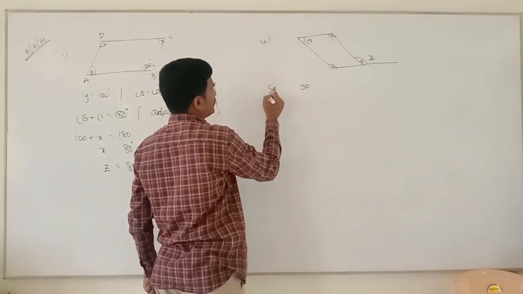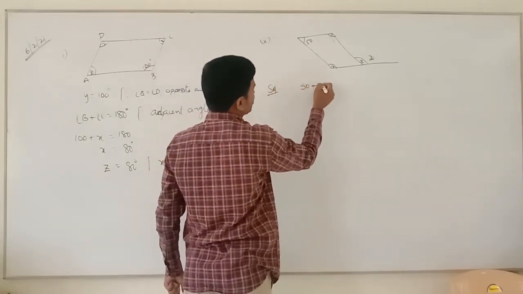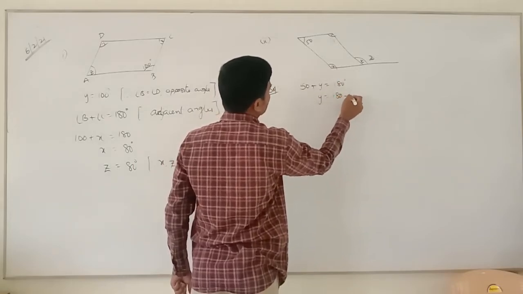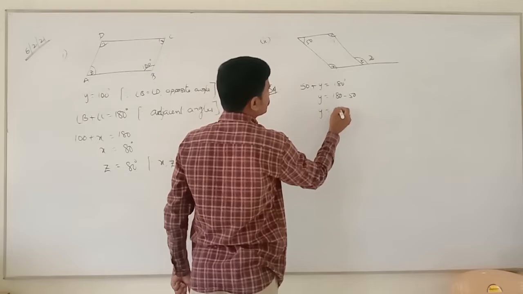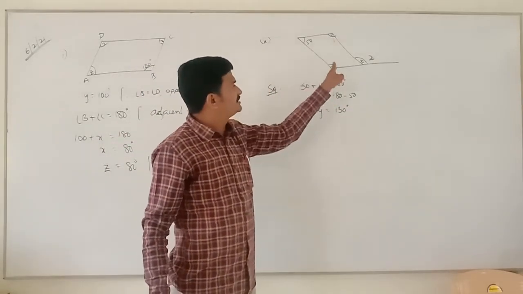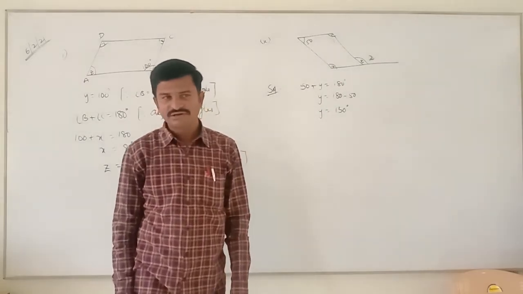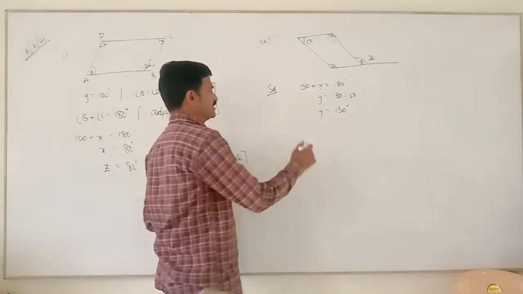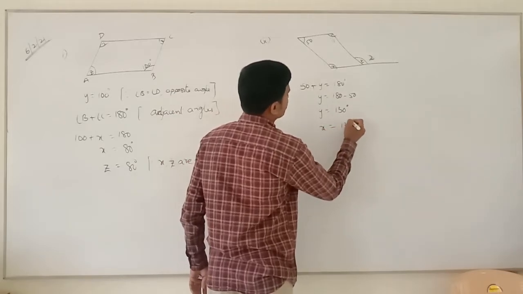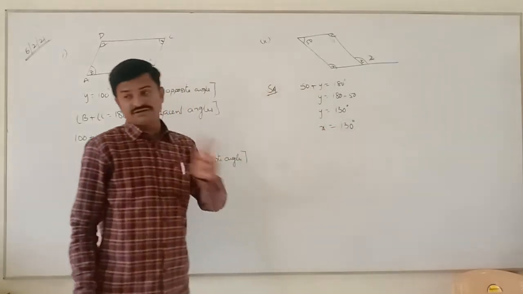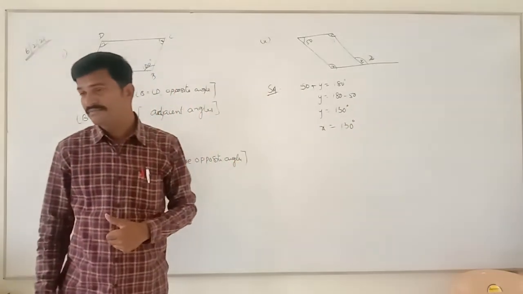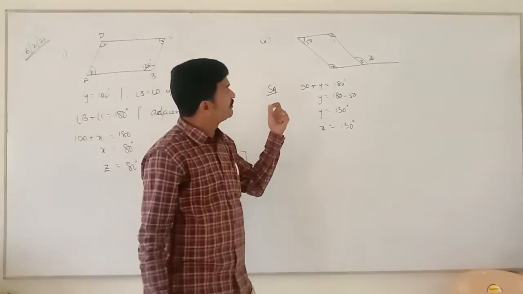So the solution you can keep like this. Directly you can write 50 plus y equals 180. Therefore y equals 180 minus 50. Then y equals 130. Y is 130. Then x is how much? 130. Therefore, x is also 130. So we got the values of two unknowns, y and x. Still, what is the unknown value given there? Z. Then how will you find the value of z?